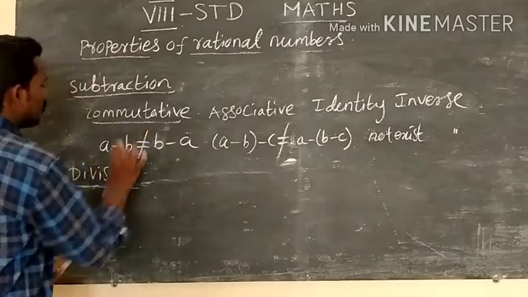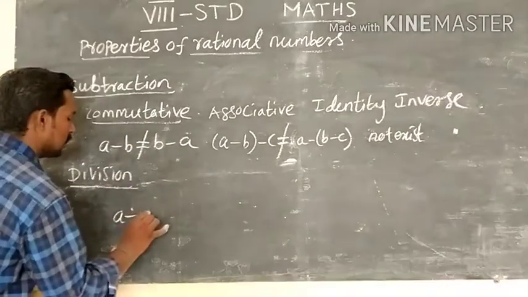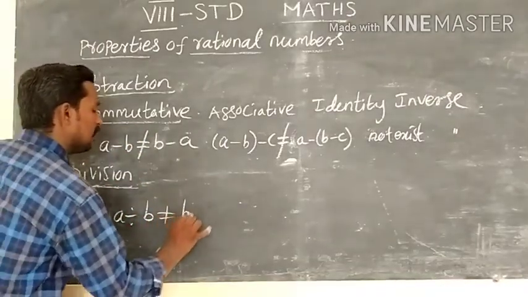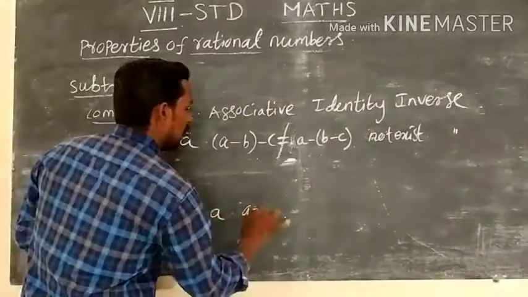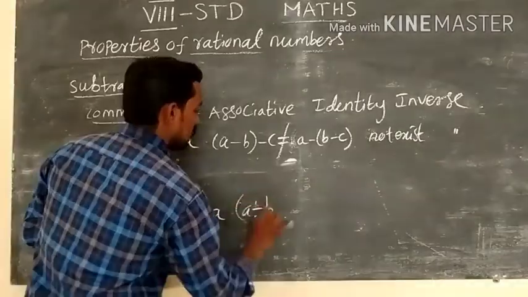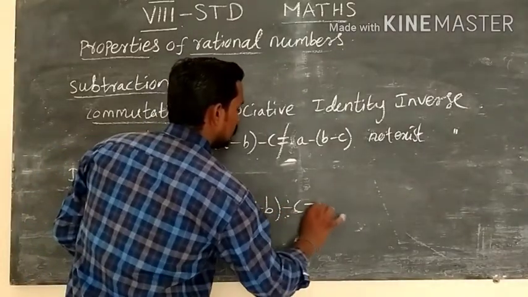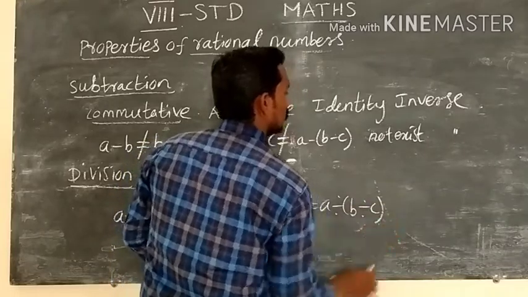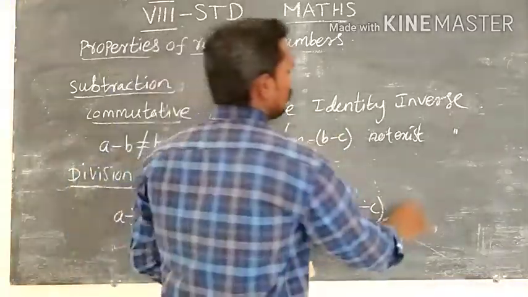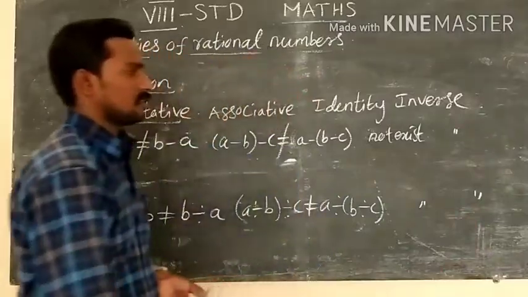false. So the commutative property: a divide b is not equal to b divide a. Then the associative property: a divide b divide c is not equal to a divide b divide c grouped differently. And identity and inverse also do not exist.